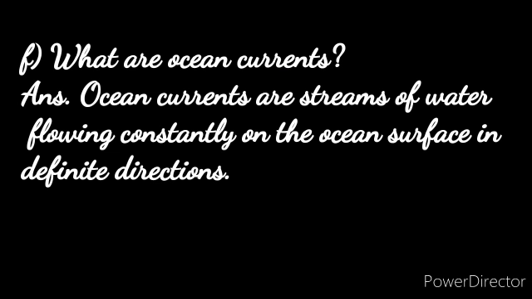Okay, last question, F number is: what are ocean currents? Answer is: ocean currents are streams of water flowing constantly on the ocean surface in definite directions. As we have discussed in the definition also, it may be warm or cold. Ocean currents can be of two types. It may be a warm ocean current or it may be a cold ocean current.